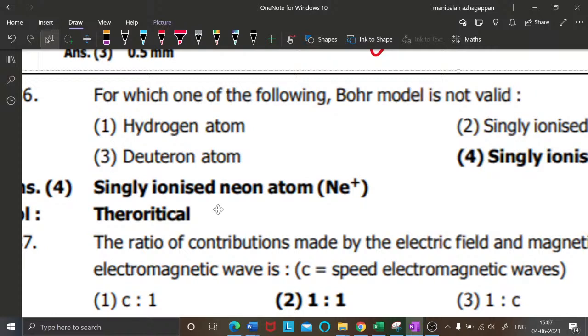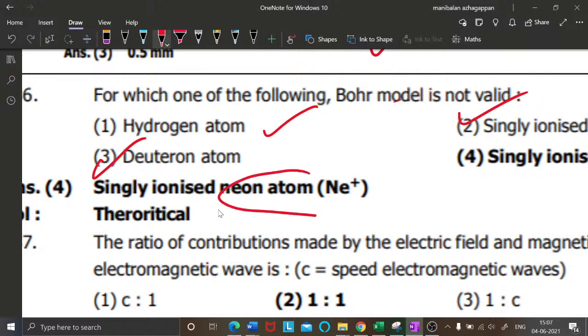Okay, now the question is which one of the following is not valid for Bohr's model? Which is not going to be valid? Bohr's model is done with hydrogen. Single-electron ions are also applicable. Deuteron will also be applicable. Neon is the only one not in the Bohr series. It's based on hydrogen and deuteron; with a single electron, single-electron ions, we can do it.